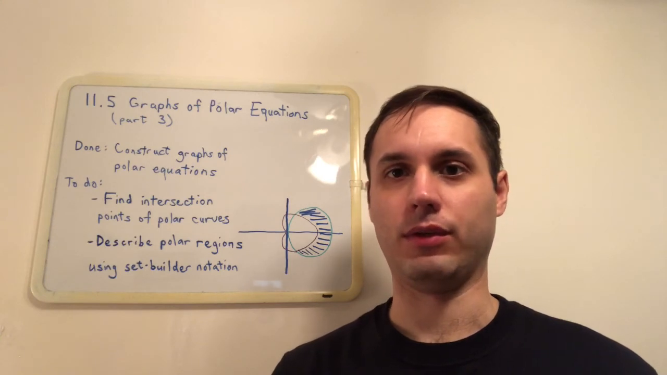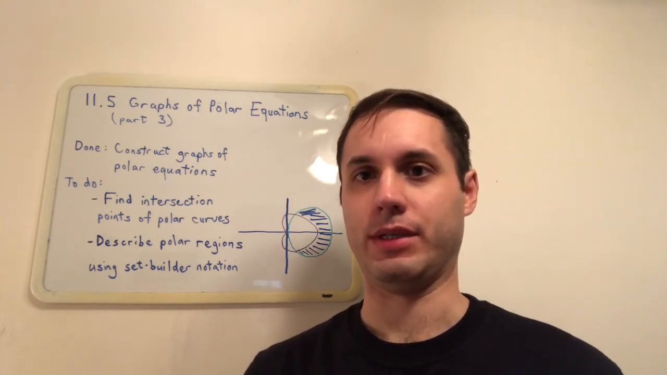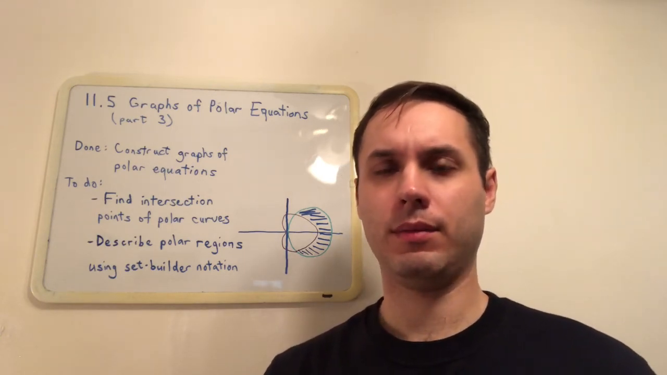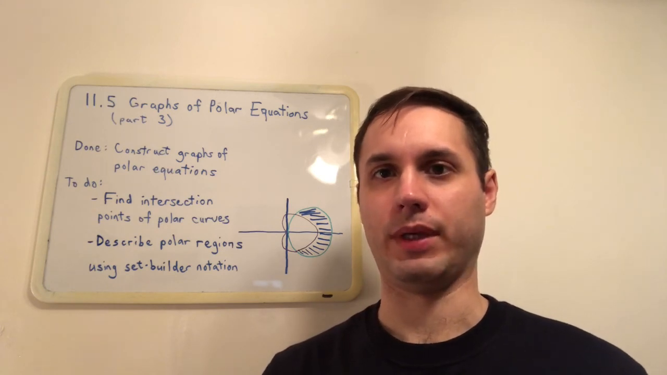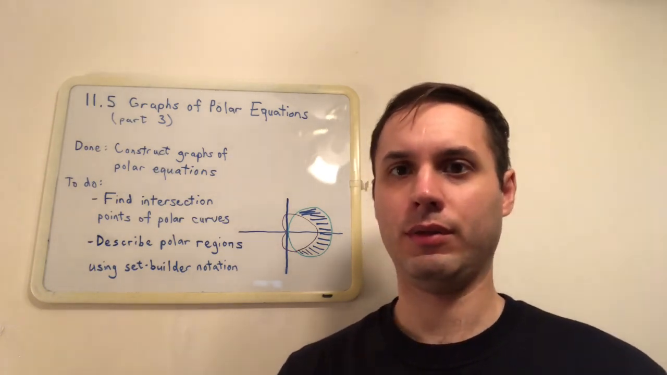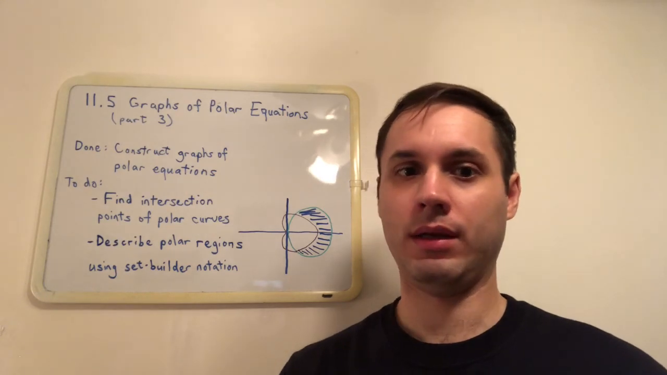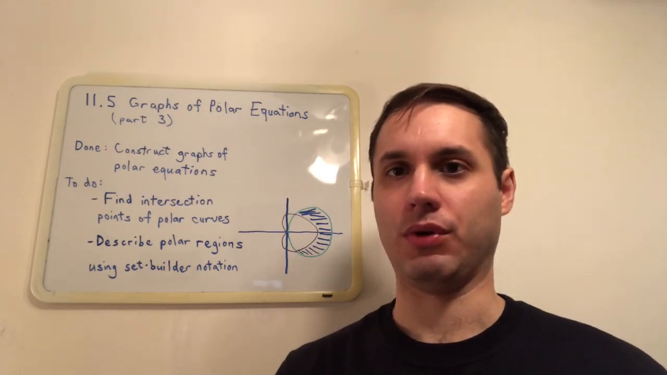And next time we'll take a look at section 11.7. We'll continue looking at polar coordinates, but we're going to use them to analyze something you saw in college algebra, which is complex numbers. So we'll look at how complex numbers can be identified by polar coordinates.